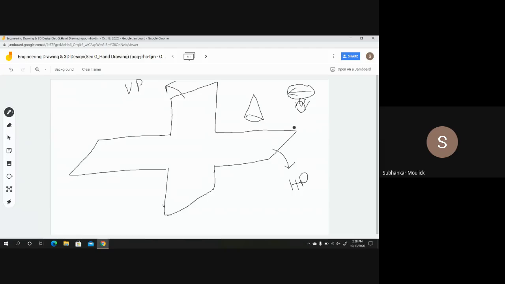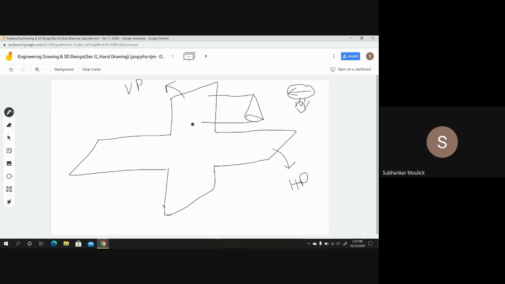But how will he get the view? If you project this object onto the vertical plane like this, these lines are called projection lines. If you project the object in the front direction, toward the back side, definitely you will get one view, in the VP. And that view is called the front view.